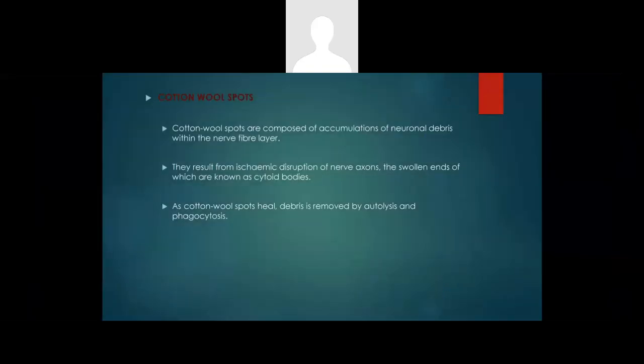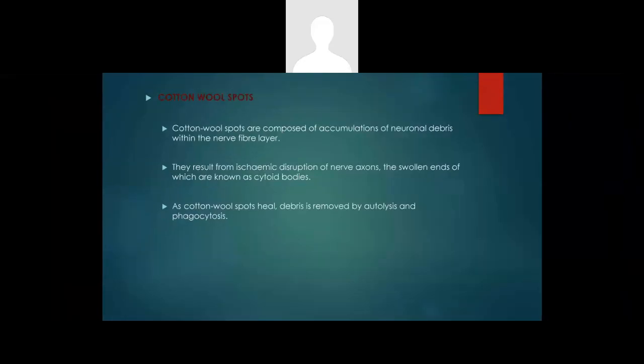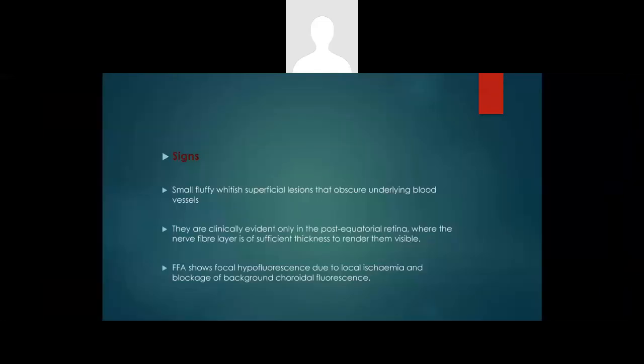And next, coming to the cotton wool spots. The cotton wool spots are composed of a combination of neuronal debris in the nerve fiber layer, and they result from ischemic disruption of the nerve axons. The swollen ends are known as the cystoid bodies. As these cotton wool spots heal, the debris is removed either by autolysis or phagocytosis.